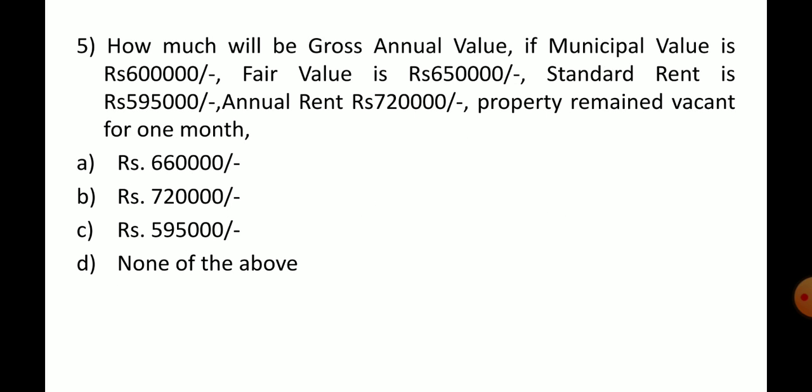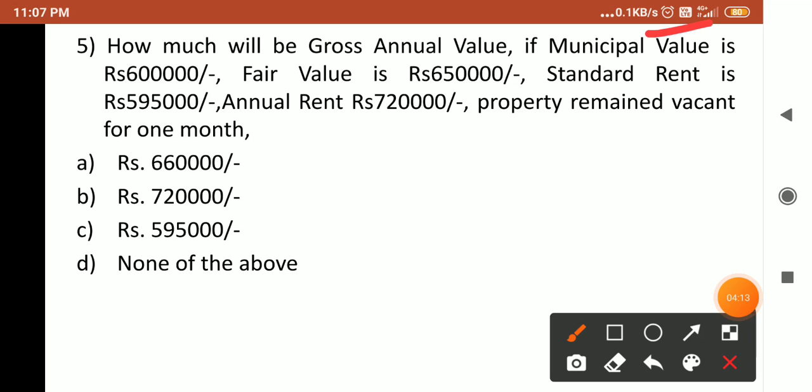How much will be the gross annual value if municipal value is 6 lakh, fair value is 6,50,000, standard rent is 5,95,000, annual rent 72,000, and the property remained vacant for 1 month? Actually, we are going to take municipal value 6 lakh and fair value 6,50,000, whichever is higher. So we take 6,50,000. If we compare with standard rent, whichever is lower we take, so 5,95,000. Again annual rent is 7,20,000, so obviously we take whichever is higher, the annual rent.